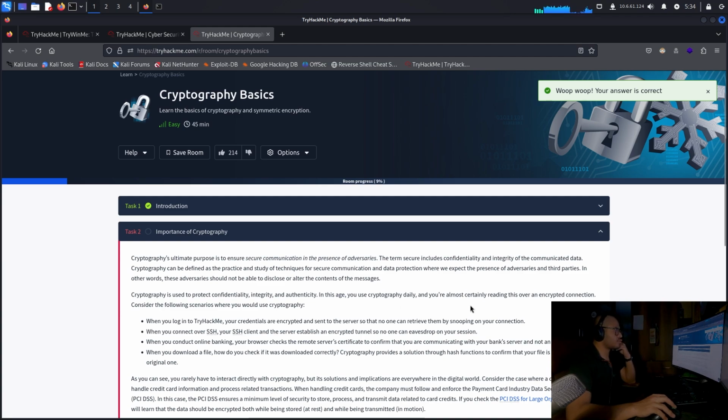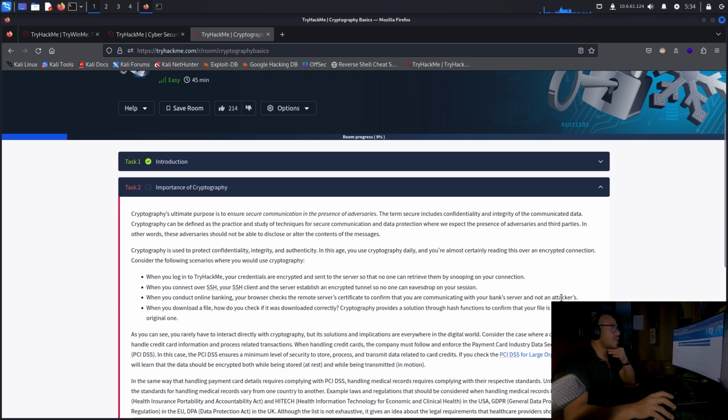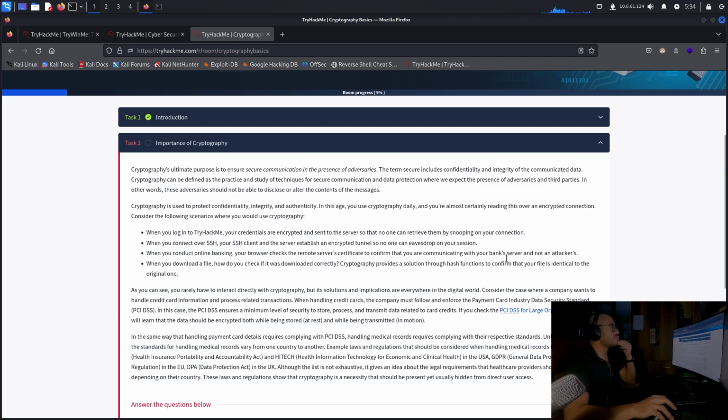Cryptography's ultimate purpose is to ensure secure communication in the presence of adversaries. The term secure includes confidentiality and integrity of the communicated data. Cryptography can be defined as the practice and study of techniques for secure communication and data protection where we expect the presence of adversaries and third parties. In other words, these adversaries should not be able to disclose or alter the contents of the messages. Cryptography is used to protect confidentiality, integrity, and authenticity. In this age, you use cryptography daily, and you're almost certainly reading this over an encrypted connection.